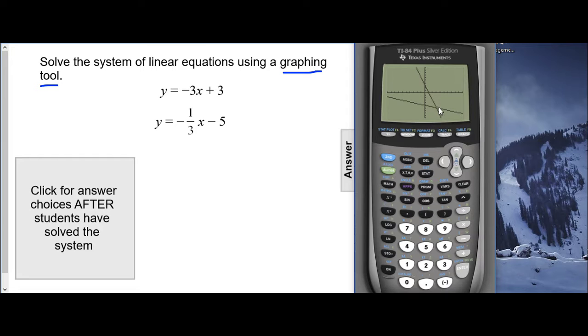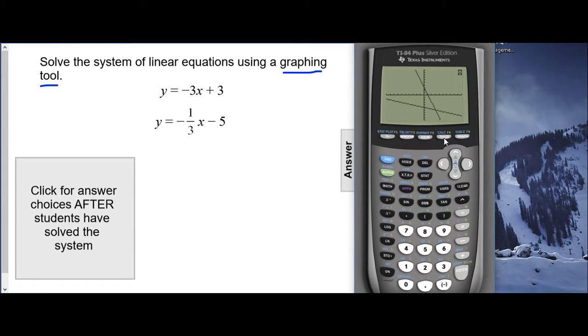Now, their point of intersection is somewhere here, but we need the calculator to tell us that exact point. So if you hit second calc or second trace, which brings you to the calc menu, you see number 5 says intersect. So you can scroll down to number 5 using your arrows or just hit the number 5. And that brings you back to your graph.